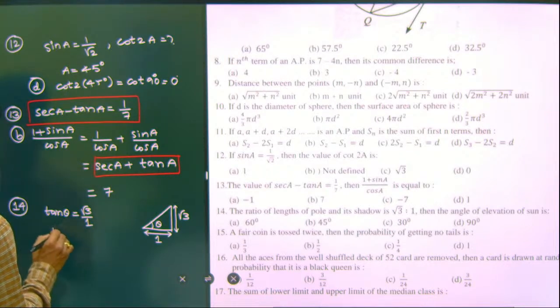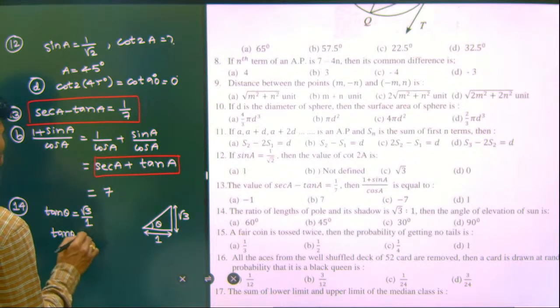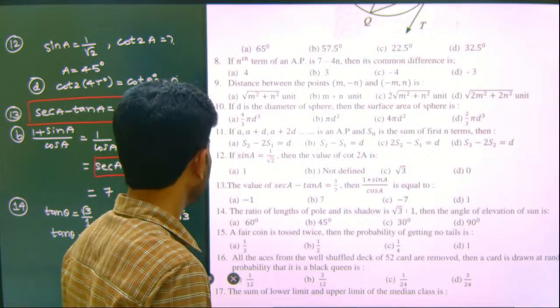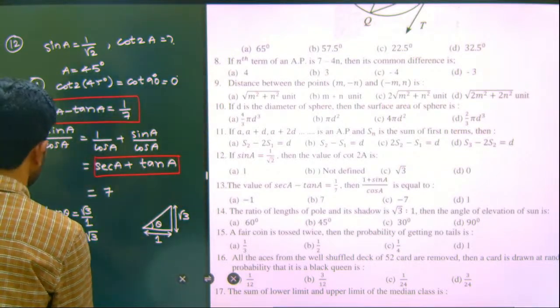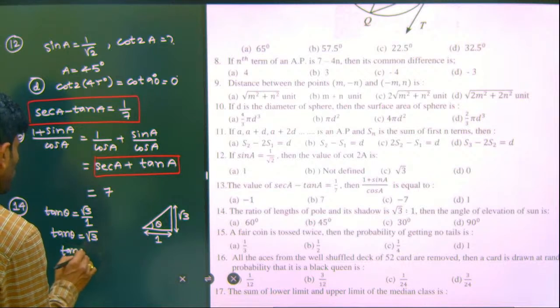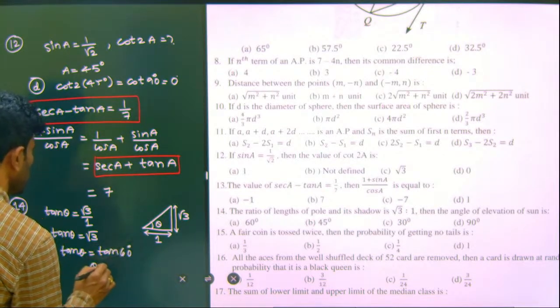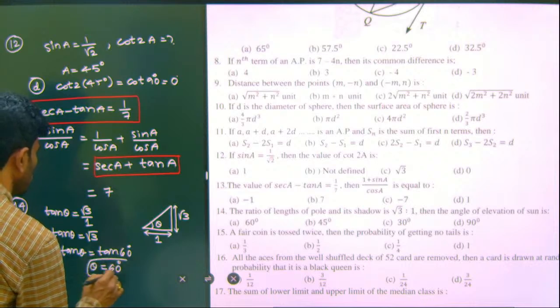Again you have to remember the table. At what angle is tan theta root 3? Tan theta is root 3 at angle 60 degrees. Therefore, tan theta is equal to tan 60 degrees. So, theta is 60 degrees. Option A.